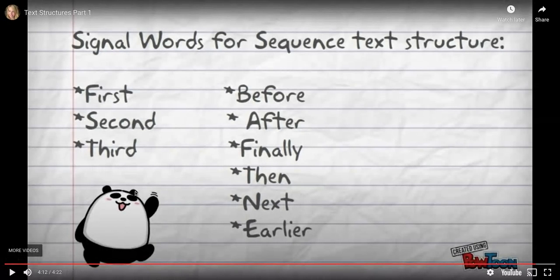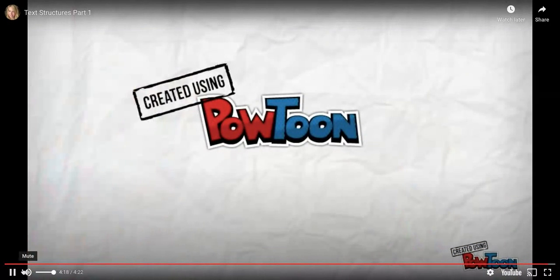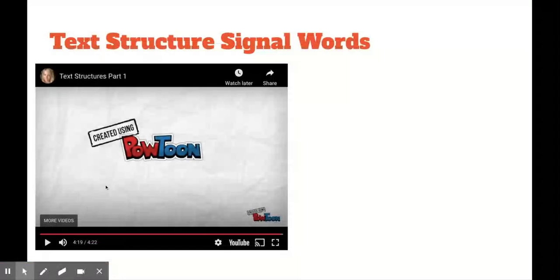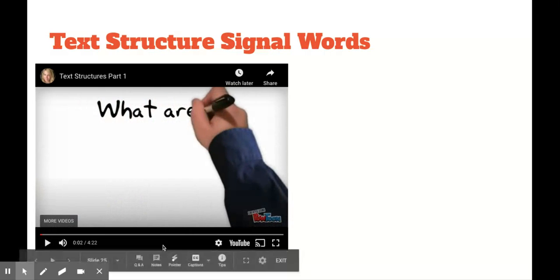And like I mentioned, these are the signal words for the sequence text structure. And you should be familiar with these because we use these in our persuasive writing. And so we're going to stop there with those text structures and signal words. Let's go on.